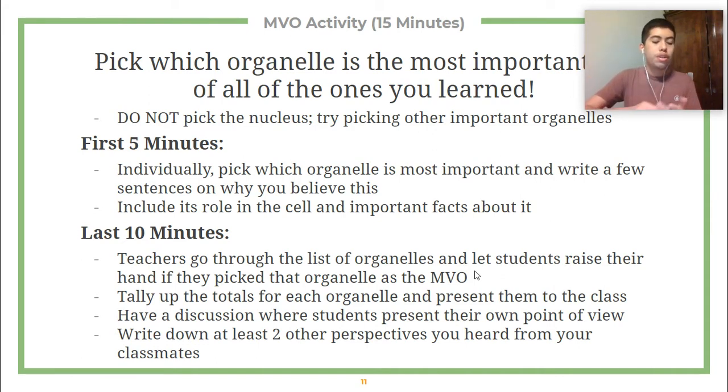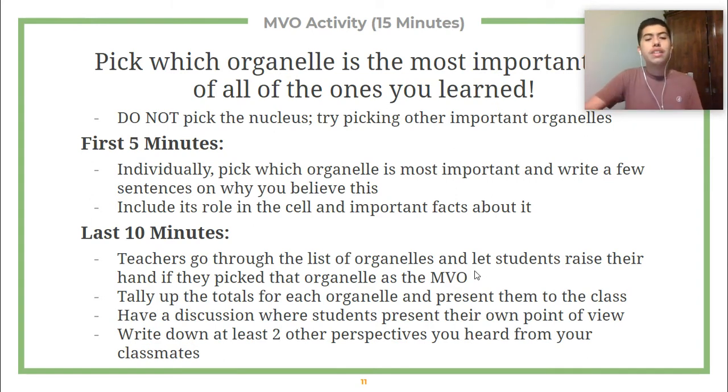So you'll say, okay, students, who picked the vacuole? And some students will raise their hand if they picked vacuole as the most important. Then you'll tally up the totals for each organelle and present them to the class. So you'll say, okay, 10 people picked endoplasmic reticulum and 5 people picked mitochondria, and you can tally it up however you want to. Just make sure students can easily compare and see which one they picked most often and which one they picked less often.